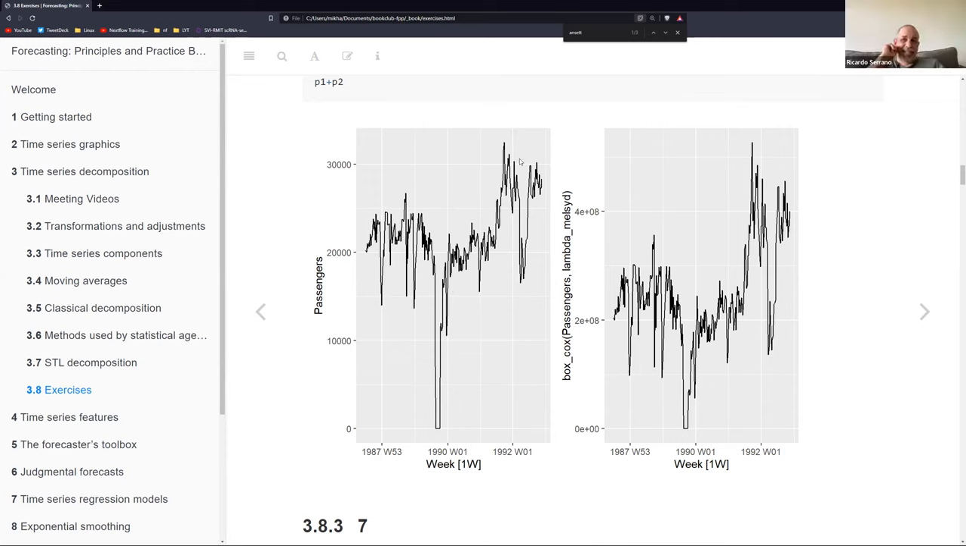From the research that I did, and this comes from the data set itself, there was a period there where there was a pilot strike in Australia, and that resulted in certain weeks of zero traffic. That's how they explain it. Okay, so apparently this is real. This is not fake data.